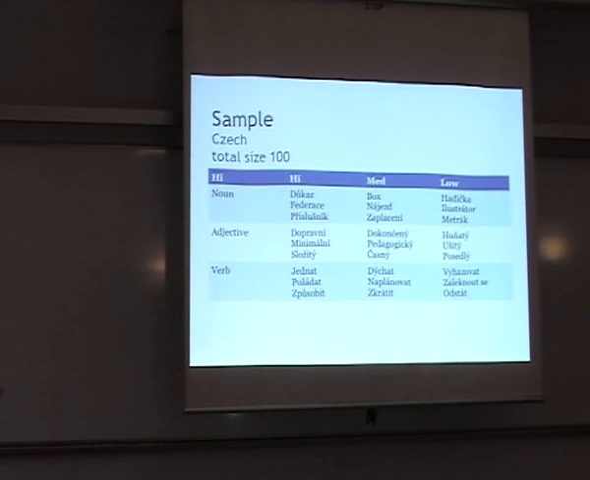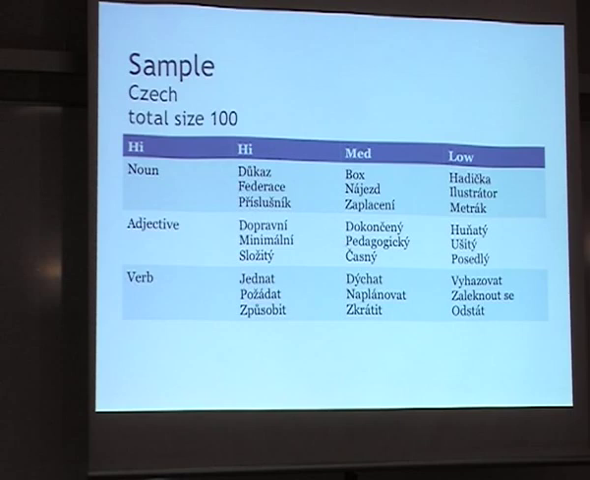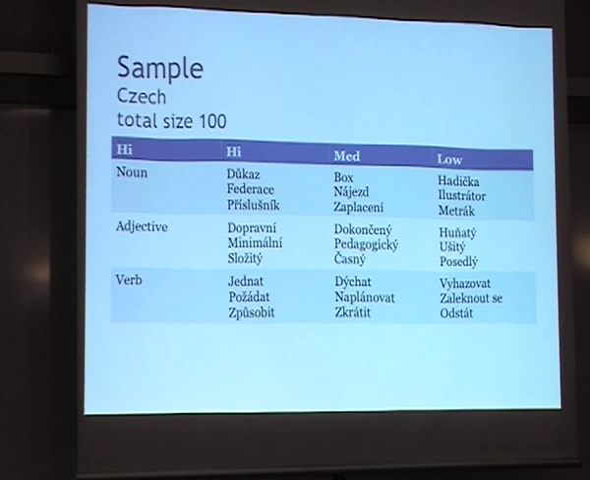So this is within these categories, high, medium and low frequency nouns, adjectives and verbs. These are selected at random because it's another methodological point not to choose example words because they're interesting ones, but to try and cover the language well by taking random samples.